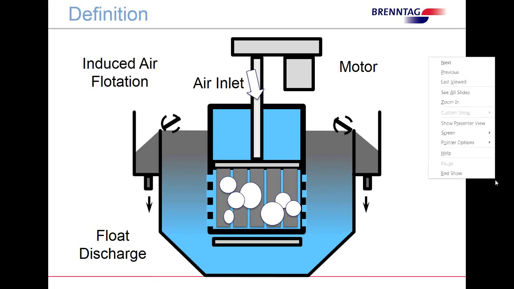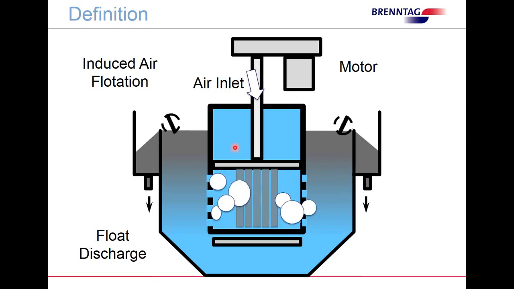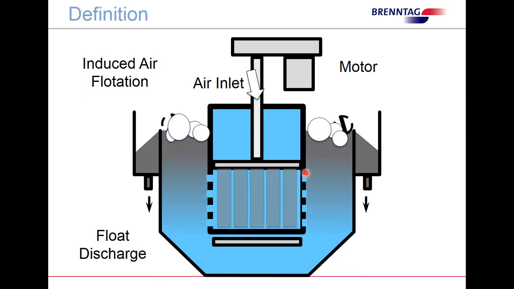Here we see the motor and the depurator which spins. The air is sucked down, and the depurator, creating a vortex, sucks the air down. There's a hood here with openings in it to break the air bubbles up. The air then comes to the top, taking with it any of the oil or contaminants, and then it's skimmed off into some kind of a discharge trough. But that's typically what an IAF unit looks like.